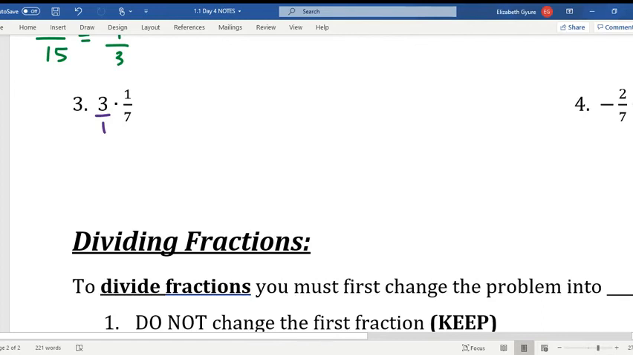Is there anything that can be reduced ahead of time? 3 with 7, does that reduce? No. 1 with 1, they can't really get any smaller than 1, right? So just multiply across. What's 3 times 1? 3. What's 1 times 7? 7. And you're done.